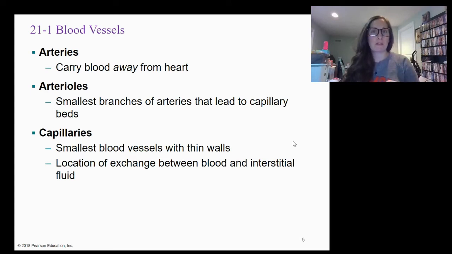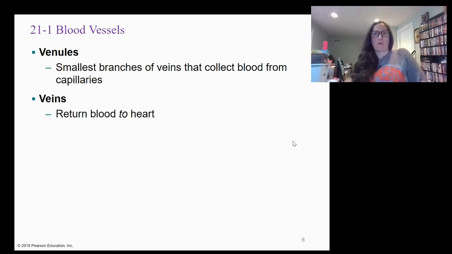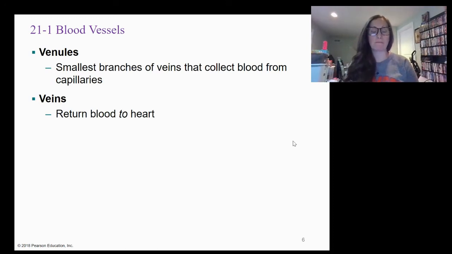And they basically have extremely thin walls. And the purpose of a capillary is to do the actual gas exchange, the nutrient exchange, the waste exchange, etc. On the other side of the capillary bed, we have the smaller veins, the smallest branches, that are going to be carrying that deoxygenated blood as part of the venous return system to get back to the heart. And then those smaller venules are going to merge together and then finally become veins. And those veins are then going to merge into the coronary sinus, if they're in the heart, or merge into the superior and inferior vena cava to return that deoxygenated blood to the right atrium of the heart.